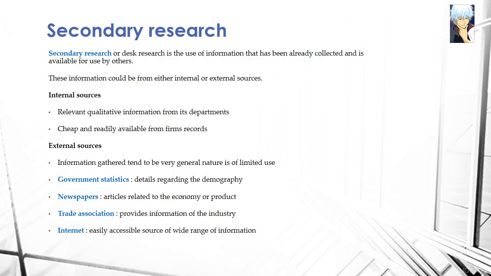So we studied primary research, and now we come to another form of market research, which is secondary research. Secondary research, or desk research, is the use of information that has already been collected by others, but generally produced for another purpose. So you try to study others' information, but it could be very different to what your needs are. Information could be from either internal or external sources.